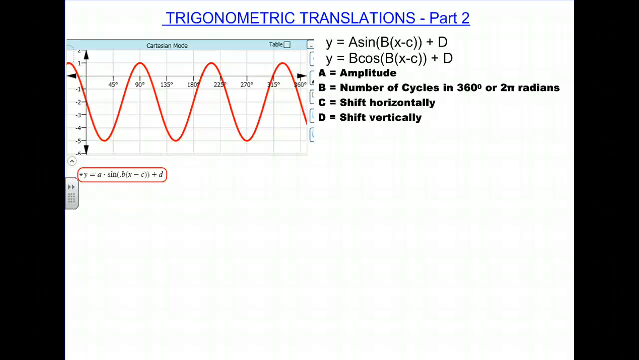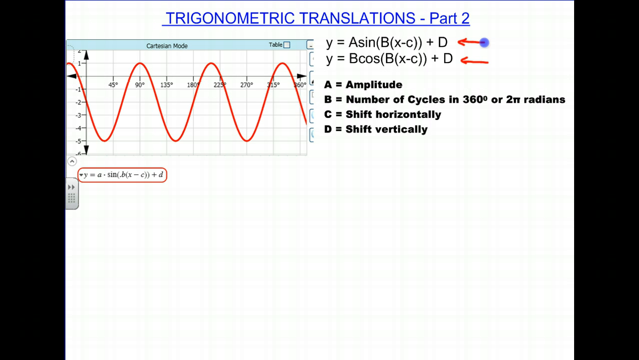Welcome to part 2 of trigonometric translations. In part 1, we reviewed this. If you remember, we're dealing with two equations: y equals a sine of b times x minus c plus d, and y equals a cosine of b times x minus c plus d.